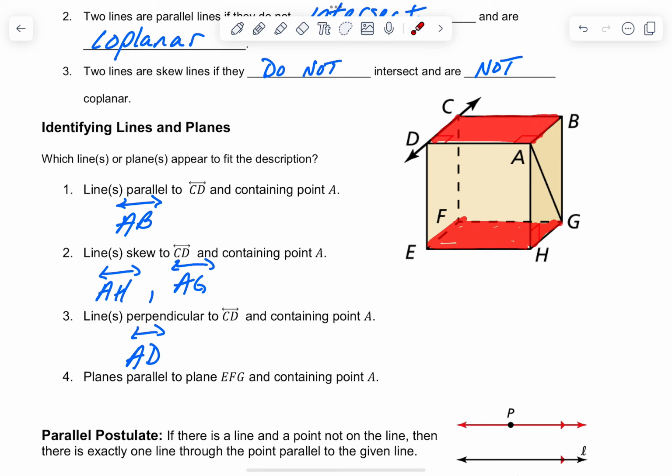And we name planes by any three points on the plane, not on the same line. So we could call this plane ABC. We could call it ADC, CBD, any combination of those three, because they're not all on the same line, but they are all on the same plane. So I'm just going to say plane ABC.